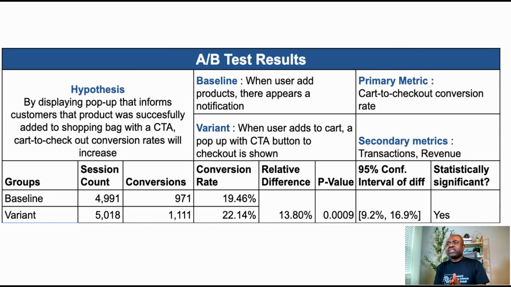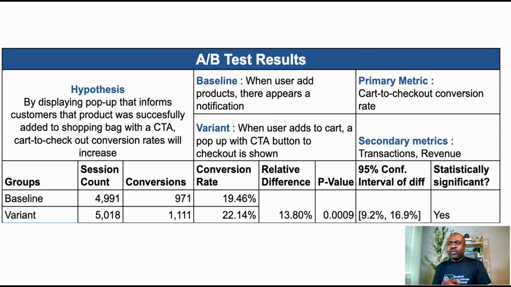Okay, so the baseline is that when a user adds a product to cart, there is only a notification that appears. And then the variant here is that there is a pop-up that appears with a CTA. CTA means call to action, that appears when a product is added to cart, and the hypothesis is by doing that we'll have some improvement in conversion. So again, if I'm looking at this, I have to make sure I understand the hypothesis, the baseline, the treatment, as well as the metrics. So I think those are clear.